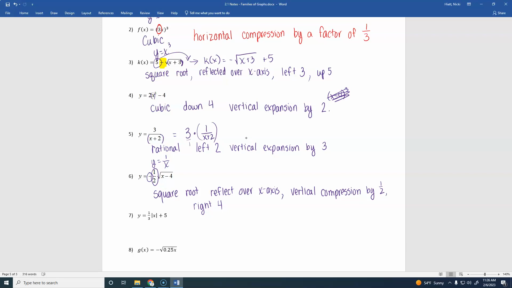Okay, these last couple, for 7, we're going to have an absolute value. I've got a 1/3 on the outside of the parentheses. The absolute value bars act like parentheses here, right? So it's going to be a vertical compression by a factor of 1/3. And then I also have that +5 outside on the end. That's going to be up 5.